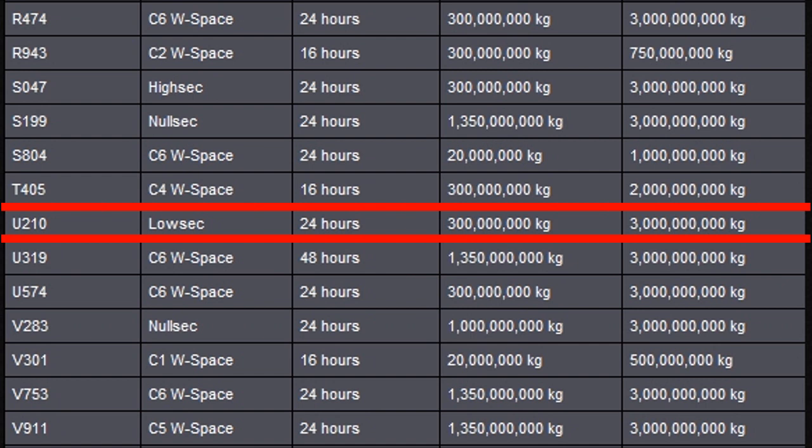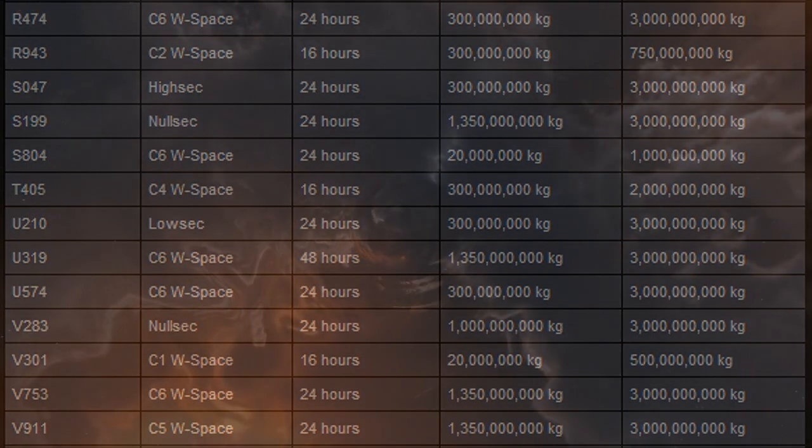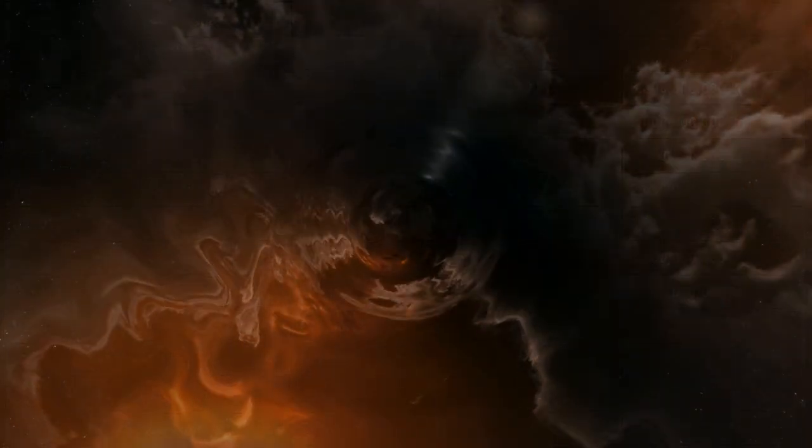The lifetime mass of a U-210 is 3 billion kilograms, or 3 million metric tons. After 3 million metric tons worth of mass have passed through a U-210 wormhole, that wormhole crashes. Well, roughly. There's a little bit of random variation thrown in here, plus or minus up to 10%.